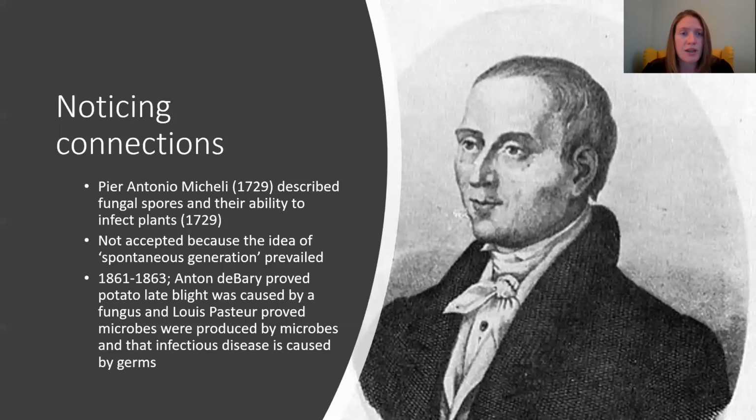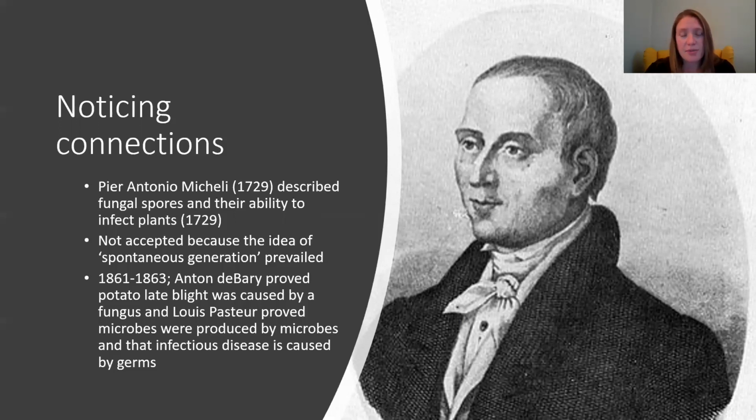So Pier Antonio Micheli in 1729 described all kinds of different fungal structures because he had a microscope and was trying to just map out what was out there. But what he actually did was he took pieces of the fungi, so their spores or their hyphae, and he put them onto healthy melons, and he was able to infect melons and cause disease. So he proposed the idea that you can cause disease from these very small microscopic pieces of a fungus.